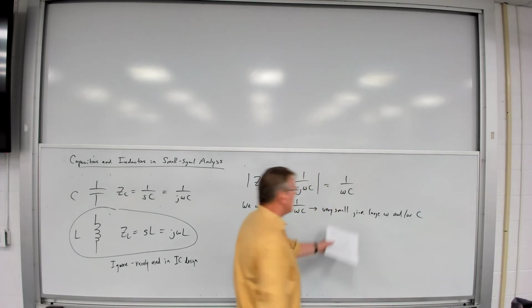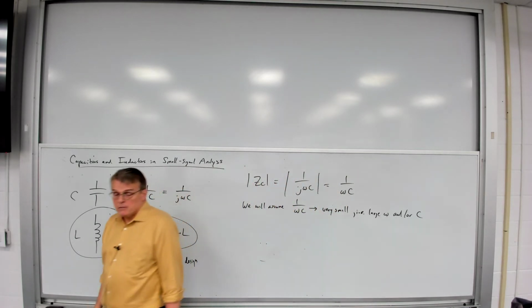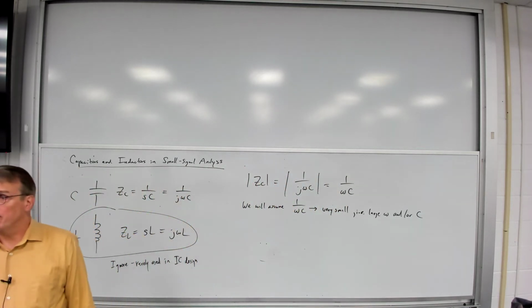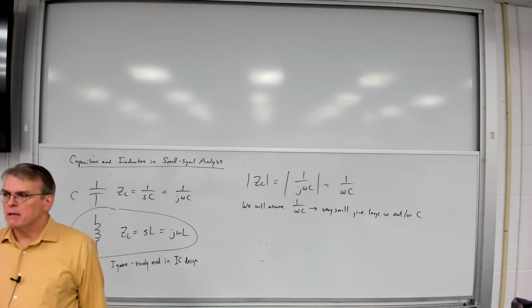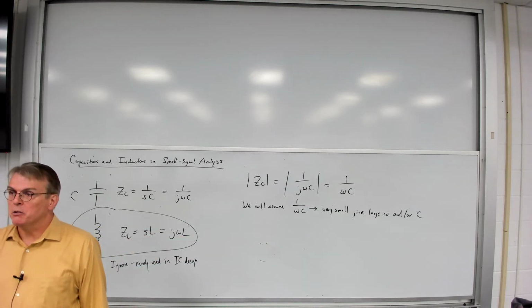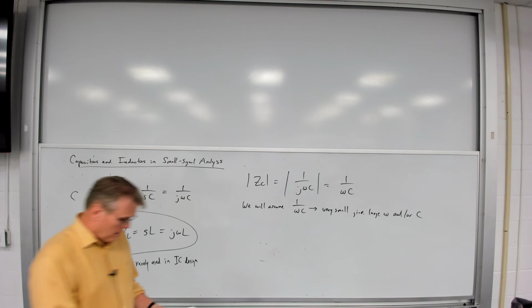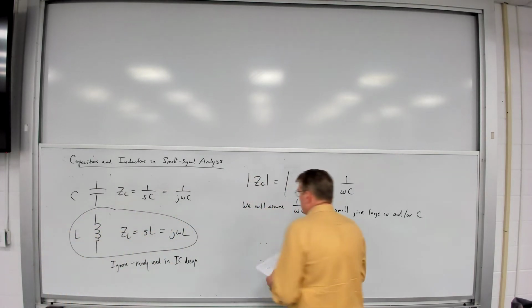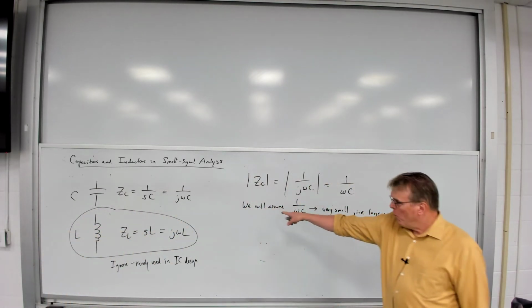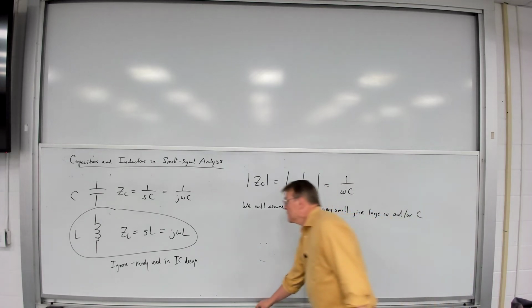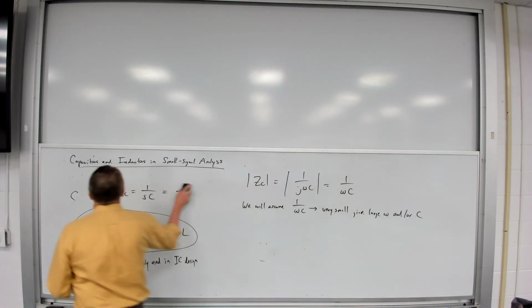So I'm going to assume that either omega or C is going to be very big, such that the magnitude of that capacitive impedance is small. So let's consider, for example, how well does that assumption work? All right, well, let's think about that for a moment.